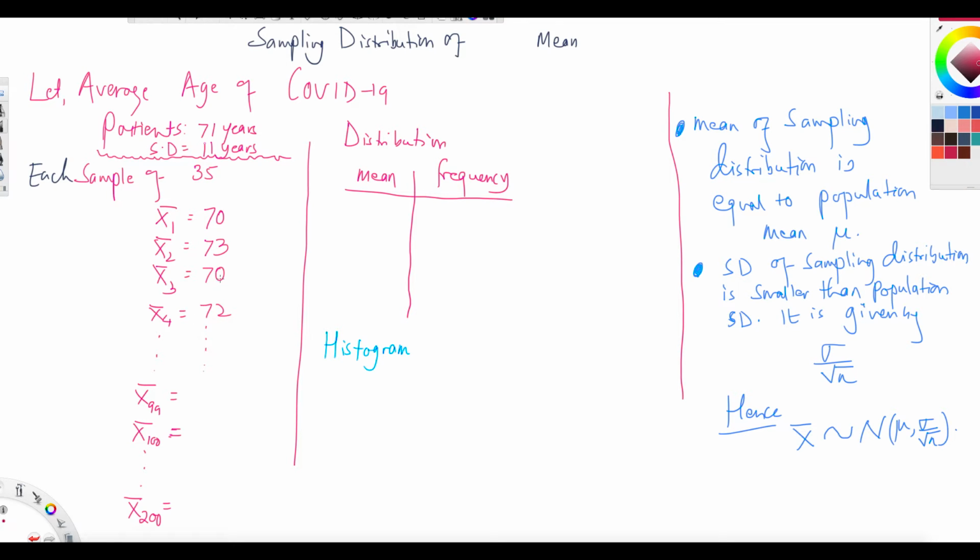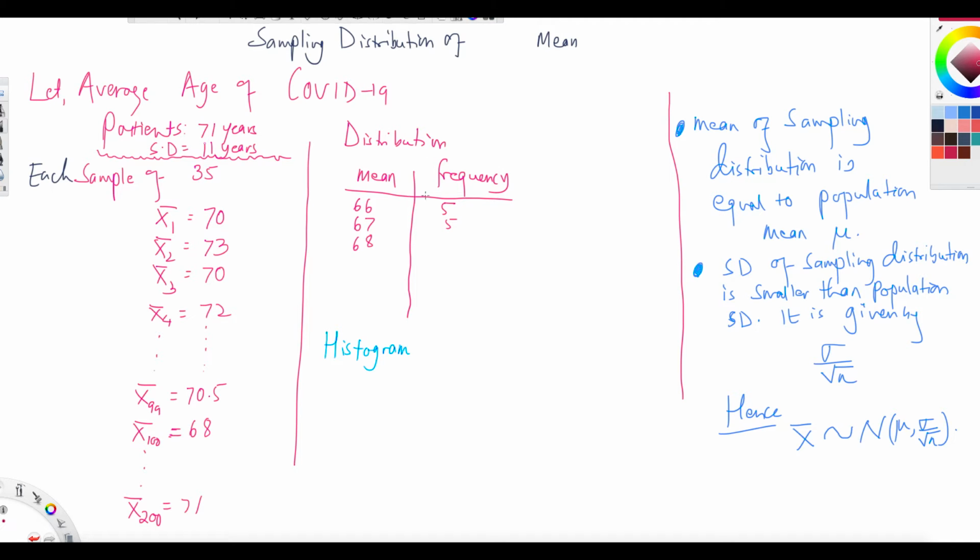Meaning I am picking many samples. Actually, I am picking 200 samples, and each sample has size 35. That's what I'm doing here. After you calculate the mean of each sample, I want to write them in a table.